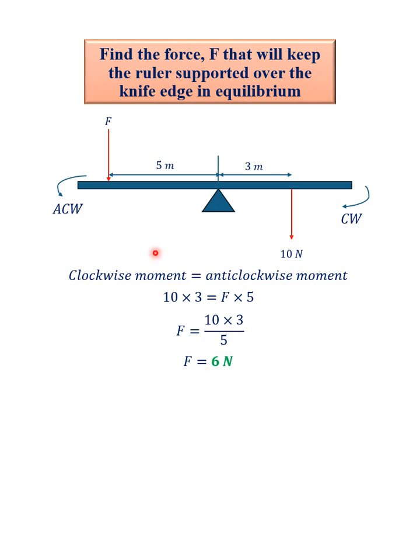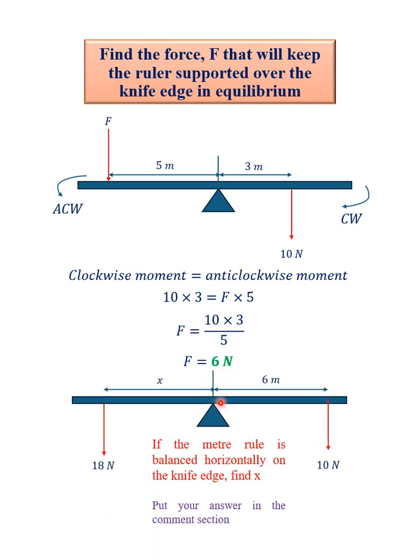So the value of the force F that would balance this meter rule horizontally on this knife edge is 6 Newton, considering a force of 10 Newton acting at a 3-meter distance away from the knife edge. So the answer is 6 Newton, and it is very simple. I hope you understood it and you enjoyed it.